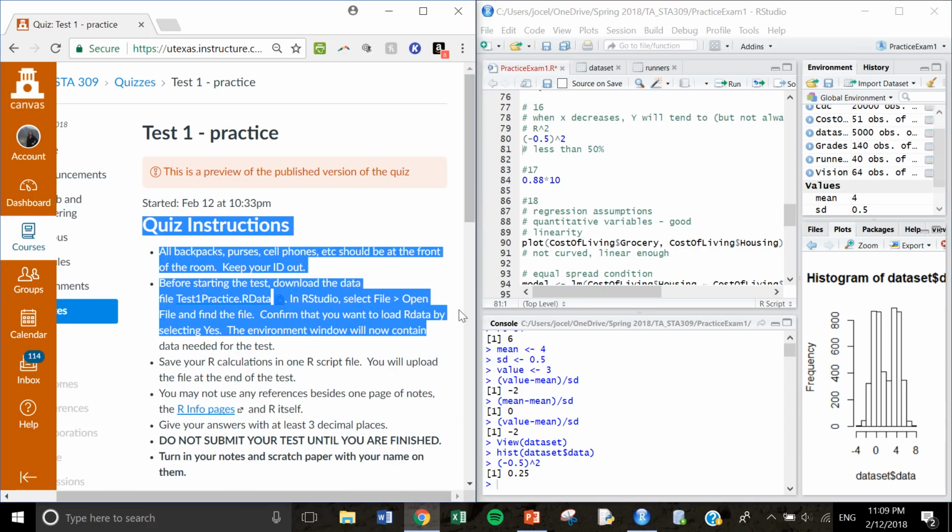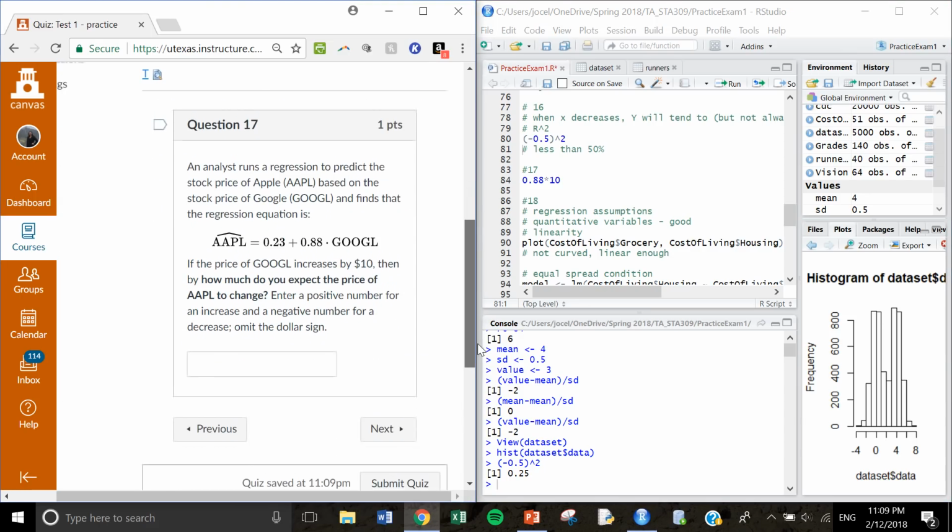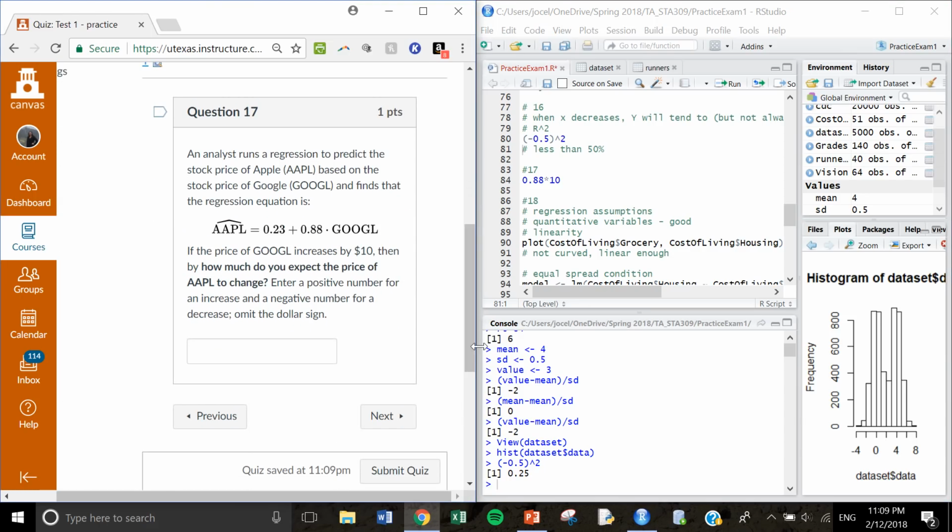Number 17. An analyst runs a regression to predict the stock price of Apple based on the stock price of Google and finds this regression equation. If the price of Google increases by $10, then how much do you expect the price of Apple to change? Enter a positive number for an increase and a negative number for a decrease.